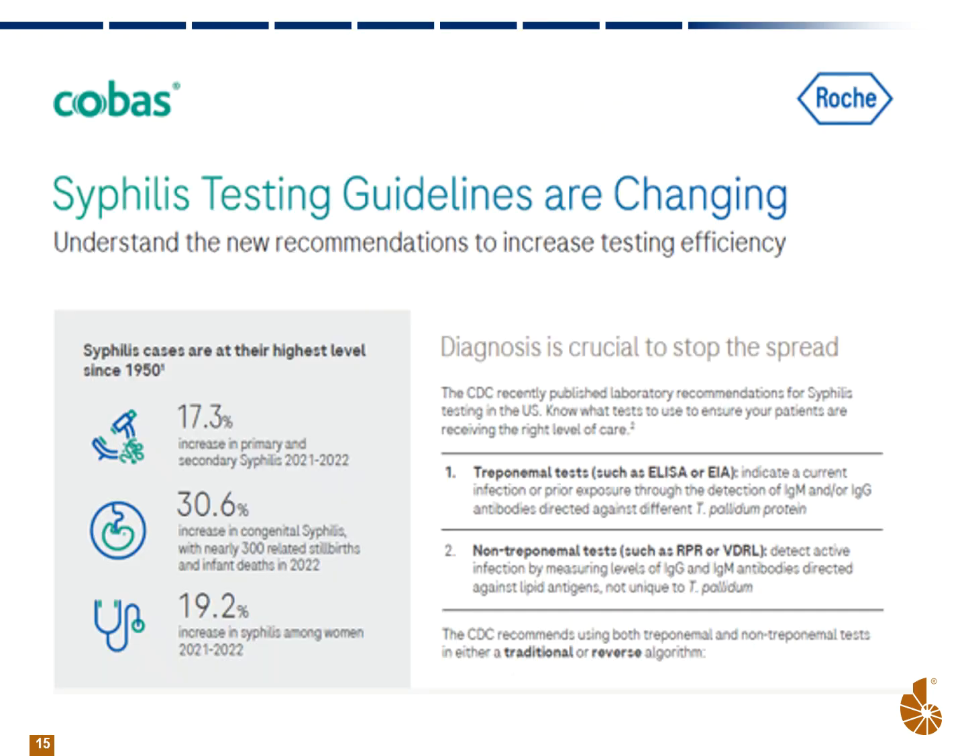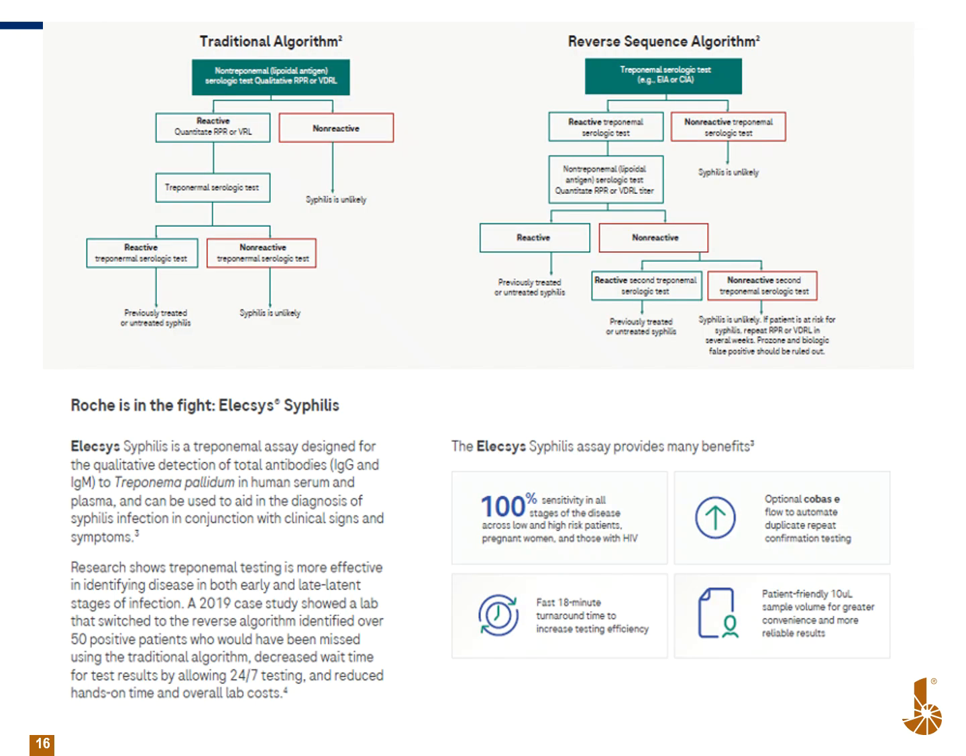So the equipment that's being used is from Roche called Cobas, and it facilitates this electronic checking of the treponemal test first, and then non-treponemal tests can be done following that. And this is the sequence. It just shows you the difference between the traditional algorithm and the reverse sequence algorithm.